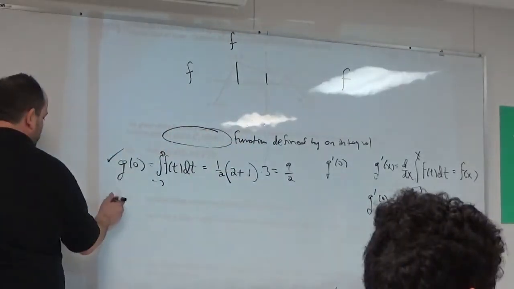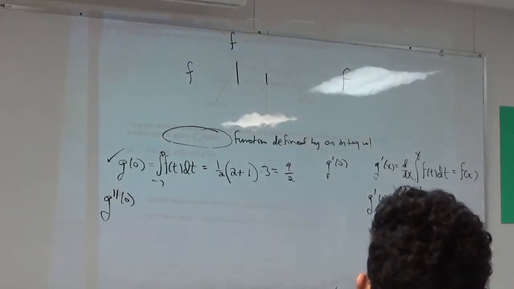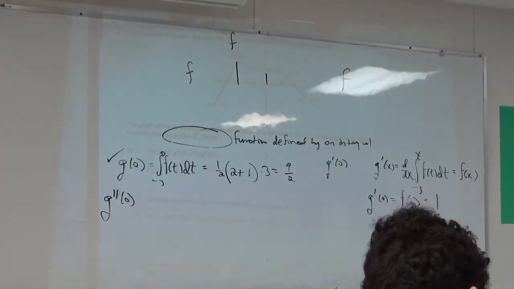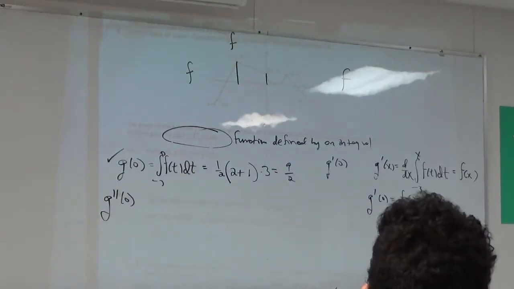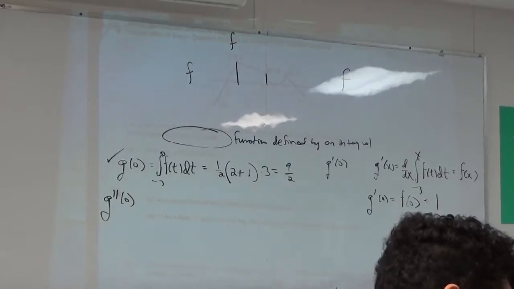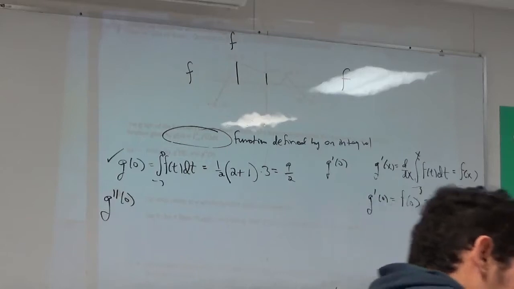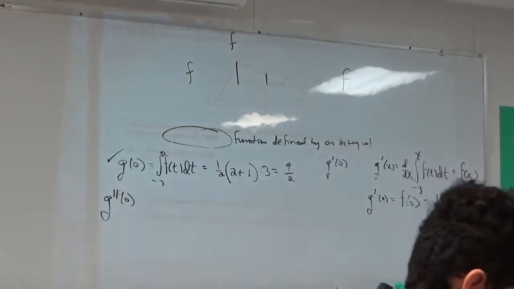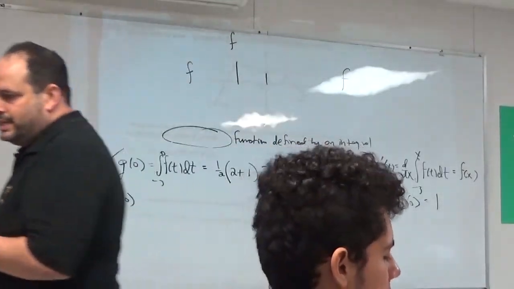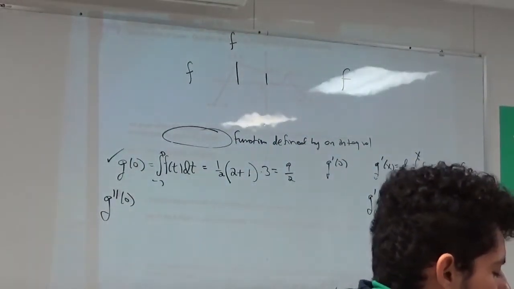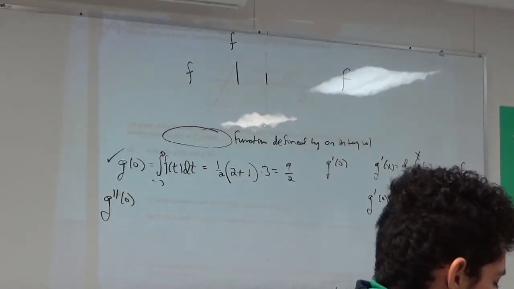Okay? Last part, g double prime. Have a conversation with the folks around you. Use some smarticle particles. Be careful. G double prime of 0. Another two-step process.